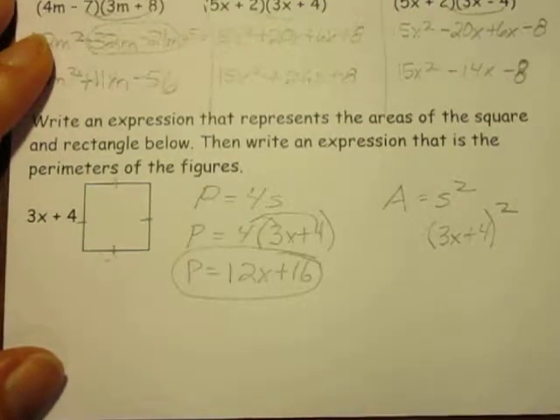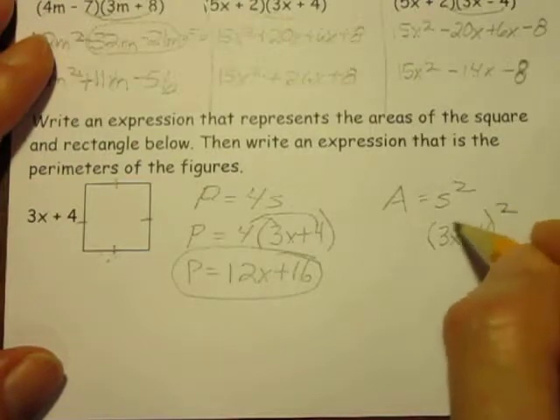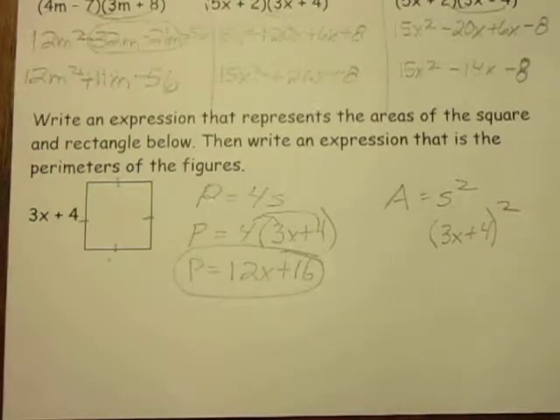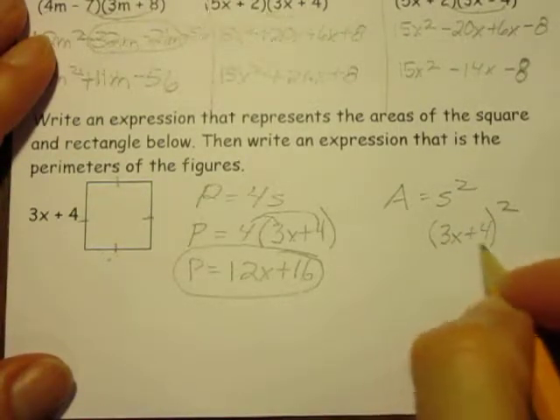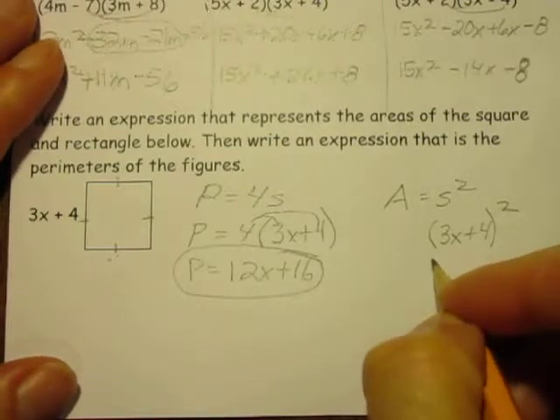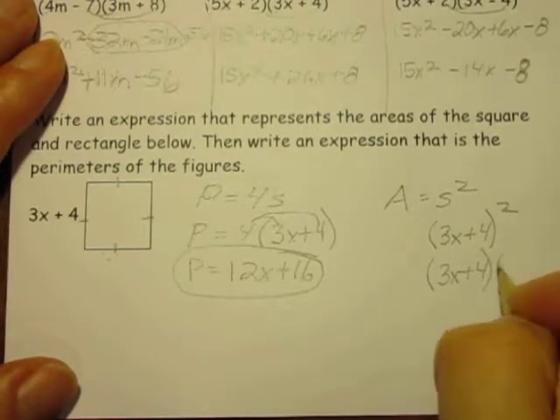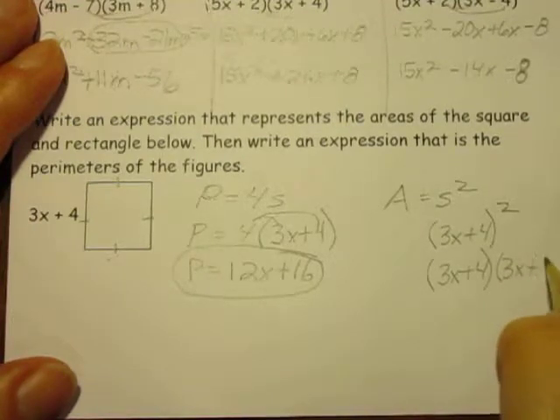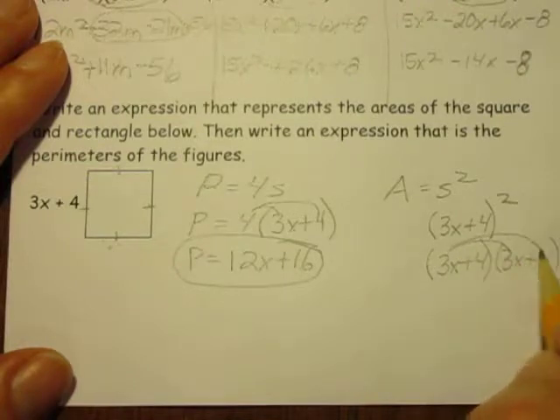Now this is kind of tricky here, because you want to look at this and say, oh, this is where I distribute that back. But it's not. What I want you to recognize is this square out here means this whole expression times itself. So you have to write that out as 3x plus 4 times 3x plus 4. And then you recognize, I got to do rainbows and scoops.